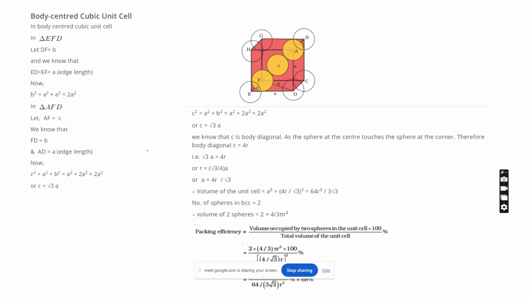We'll go to the body centered system. Body centered means there will be atoms at the corners as well as an atom at the body center of the cube. If we consider the triangle EFD, then the length DF, we are taking as B, and ED and EF will be the edge length, which is a. As per Pythagoras theorem, B square is equal to a square plus a square, that is 2a square. In triangle AFD, AF is equal to C, FD is equal to B and AD is equal to a. Then we can consider C square is equal to, like this, 2a square.